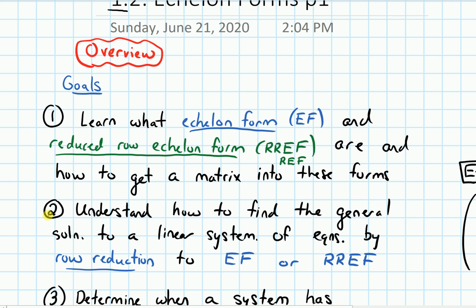The second goal is to understand how we can solve a linear system. So how do we find the general solution to a linear system? By row reduction, using our row operations and converting the matrix into echelon form or into reduced row echelon form.